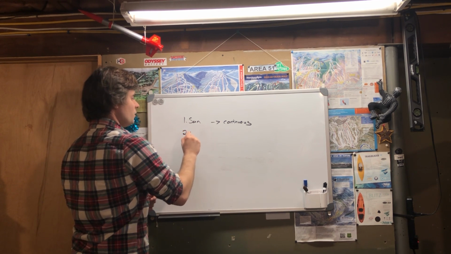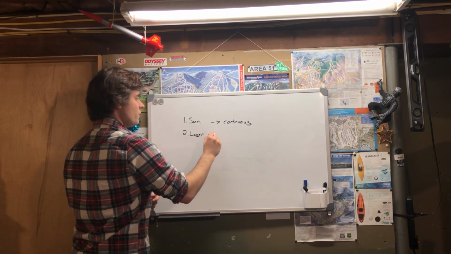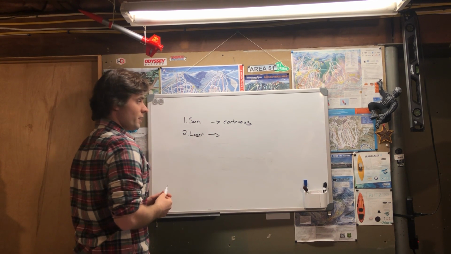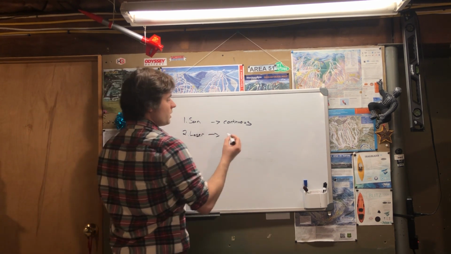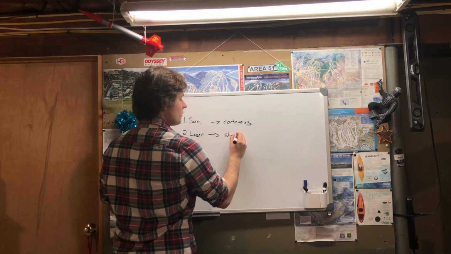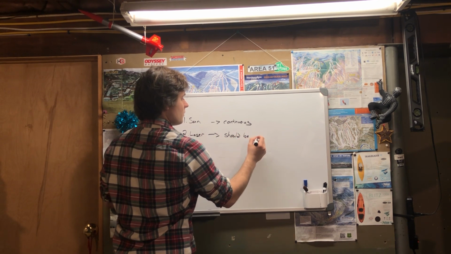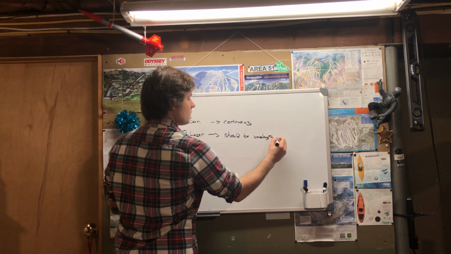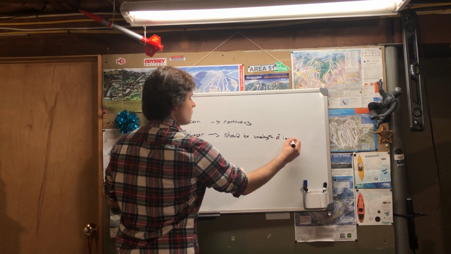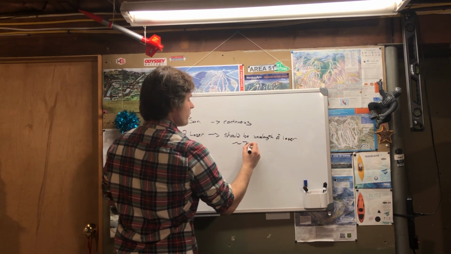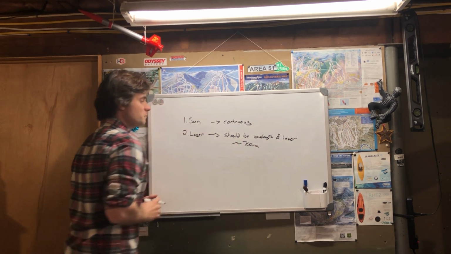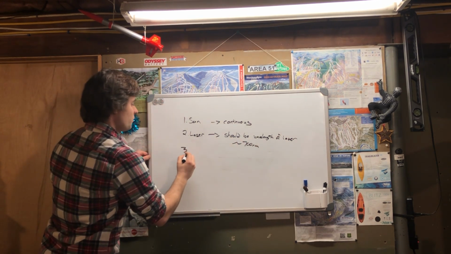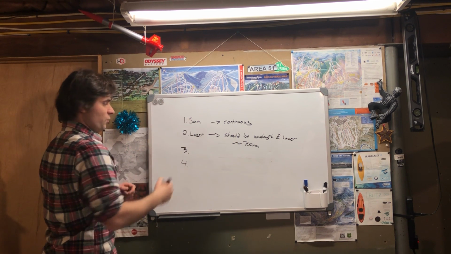After the sun, I want you to look at the laser that we used in the refraction and the lens parameters lab. This one should be the wavelength of the laser, so about 700 nanometers, or red light. All right. Then I want you to pick 2 different bulbs. So we're going to do 4 things in total.